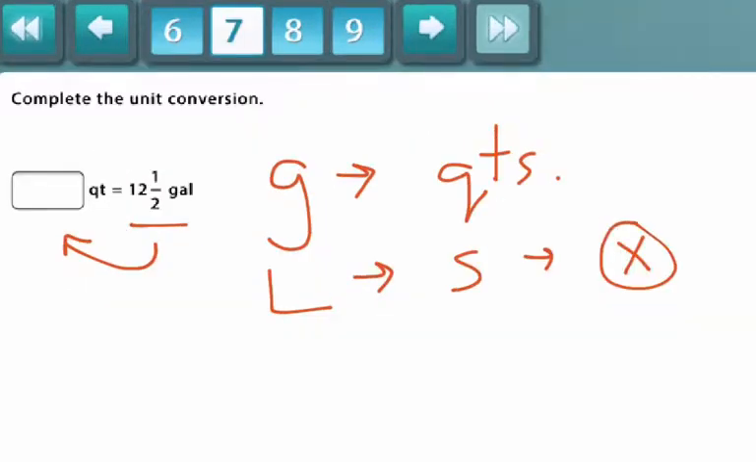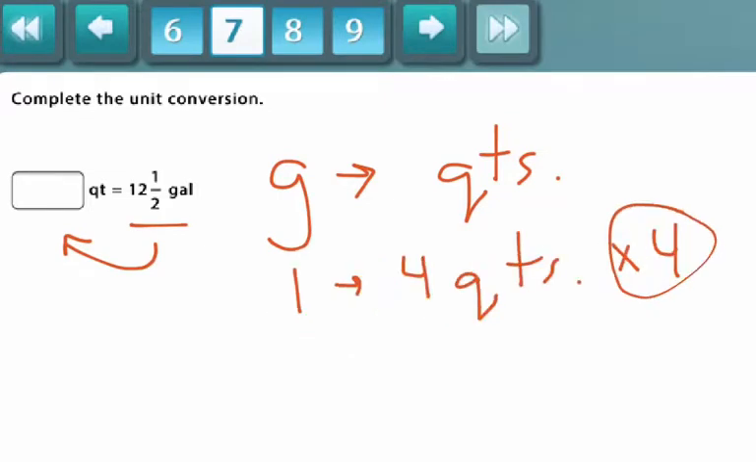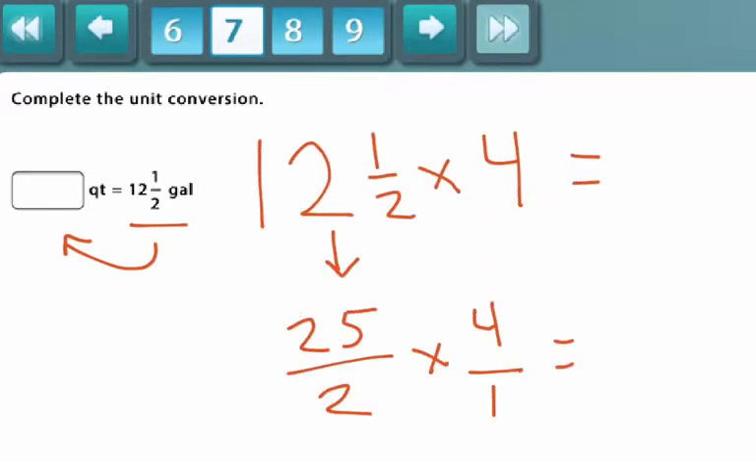Problem number 7 is a conversion from gallons into quarts. So you have to remember how many quarts are in a gallon. There are 4 quarts in a gallon. You're going from a larger unit, gallons, to a smaller unit, quarts. We're going to multiply. So we're going to multiply by 4. 12.5 times 4, you can see the algorithm below here.